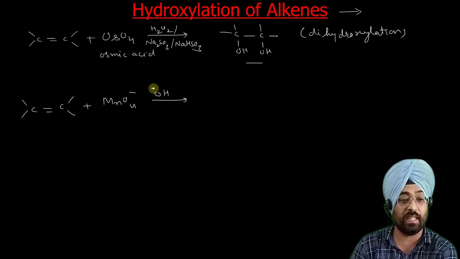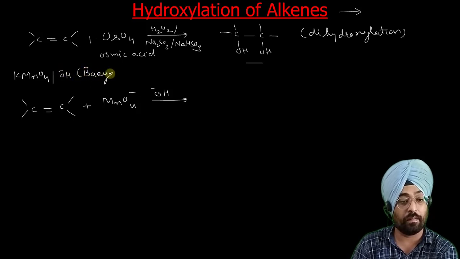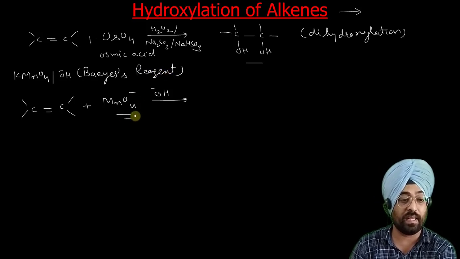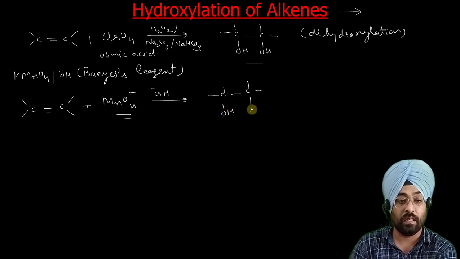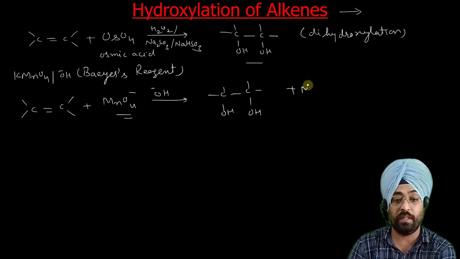So this reagent comes from KMnO4 plus some alkali. This is called Bayer's reagent. Then using this also we can carry out this hydroxylation, plus we get precipitates of MnO2 as a byproduct.